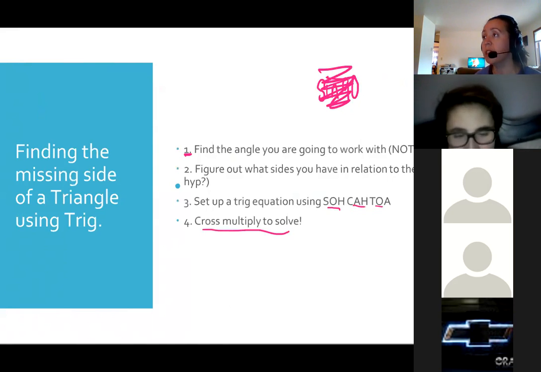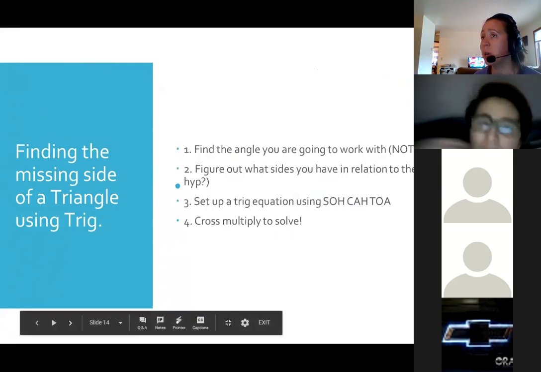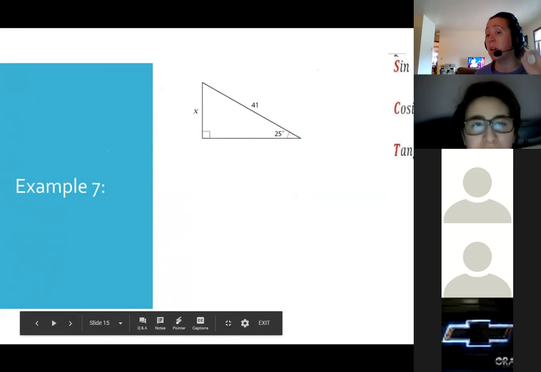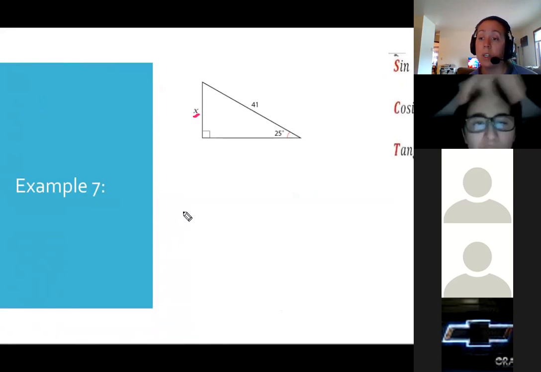Those are the steps. And just in the interest of time and wanting to show you an example, I'm going to scooch it forward. If you want to get those steps down, please check on Moodle. Okay, so this is what we need. We need to solve for the x of this triangle.